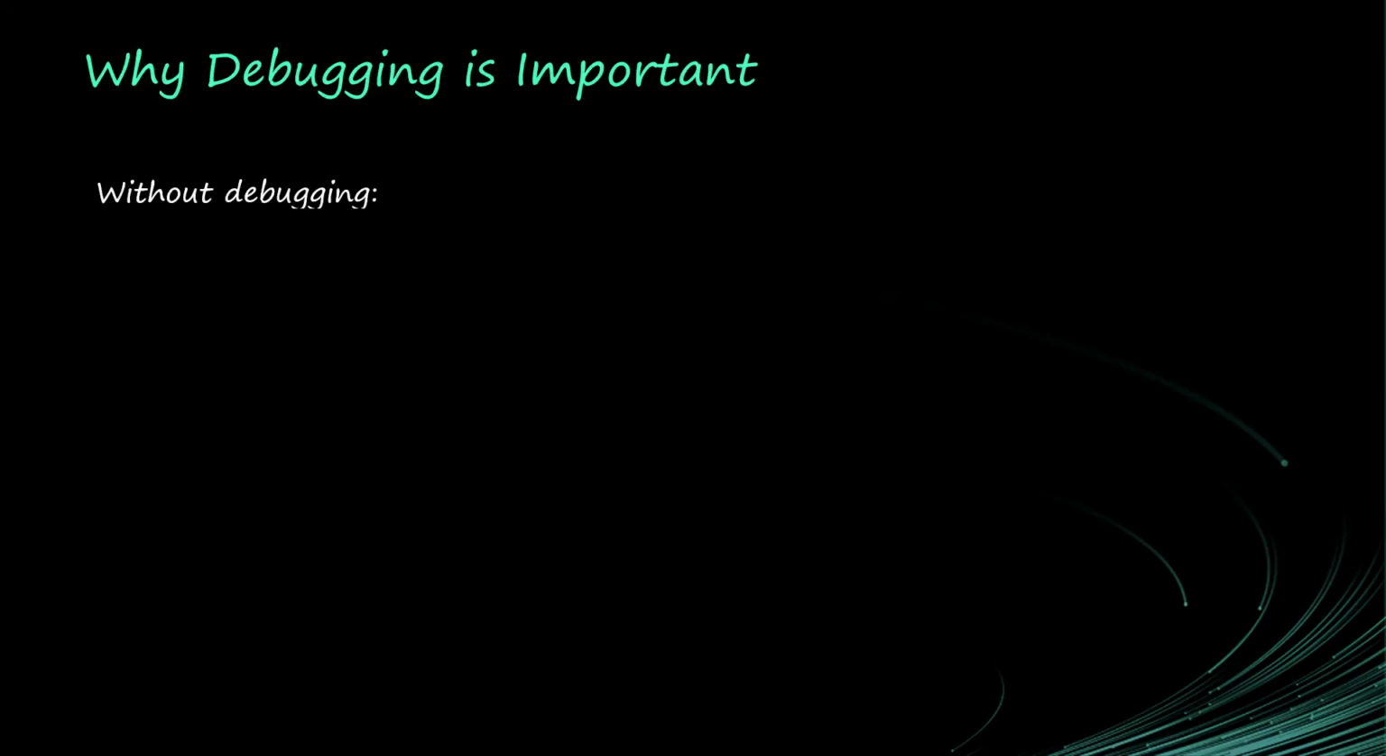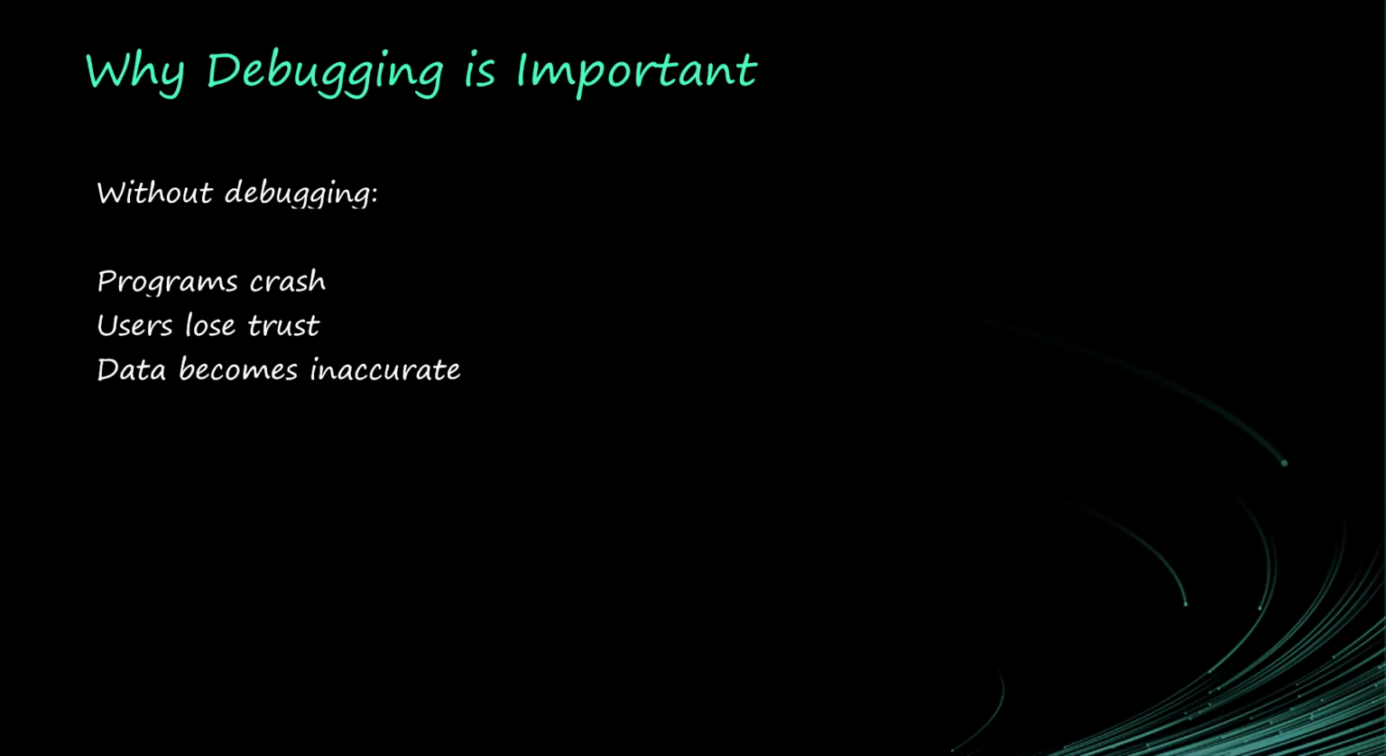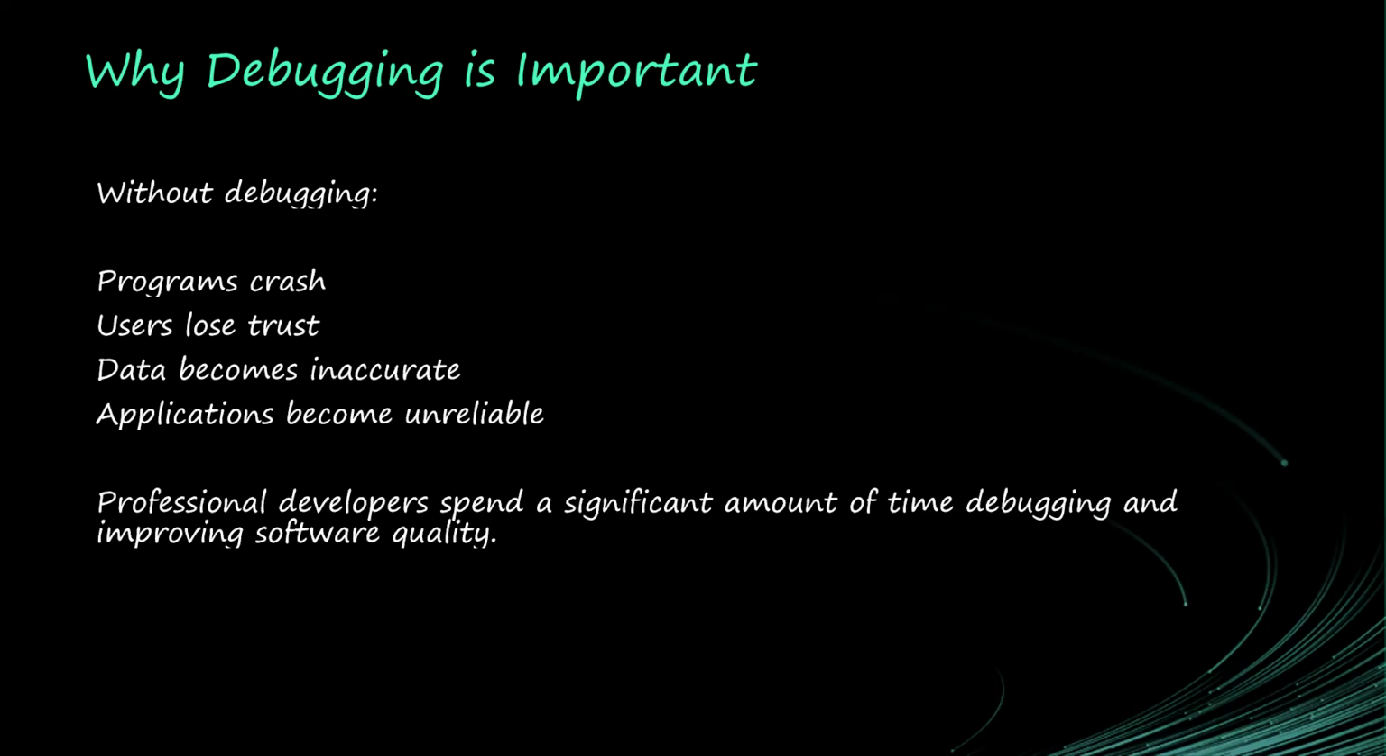So why is debugging important? Without debugging, programs crash. Users lose trust. If people don't trust your application, users lose trust. Data becomes inaccurate. Applications become unreliable. This is very, very bad. Professional developers spend a lot of time debugging and improving software quality. If these things are not working, your users will not be happy. Your program will be unreliable or inaccurate.